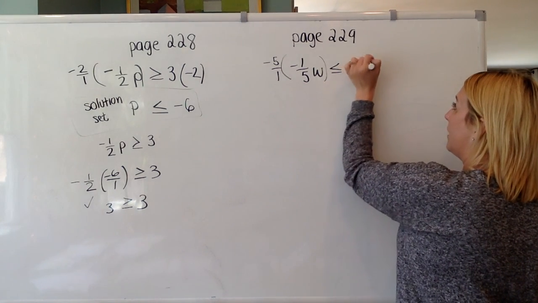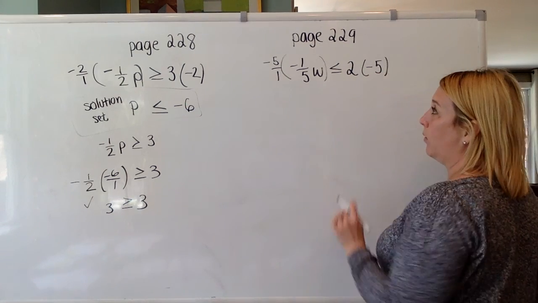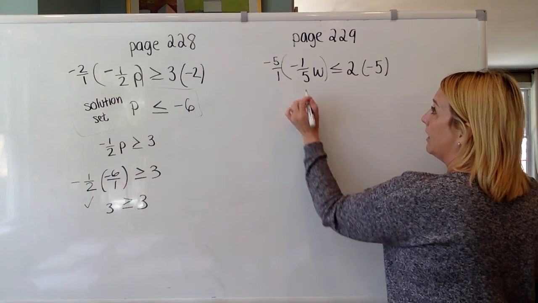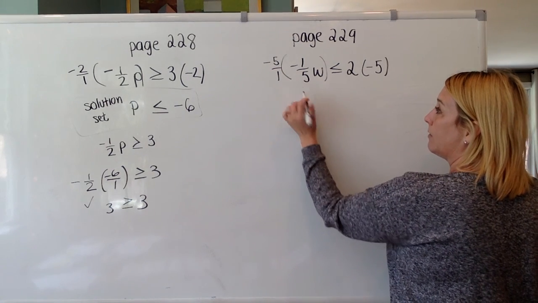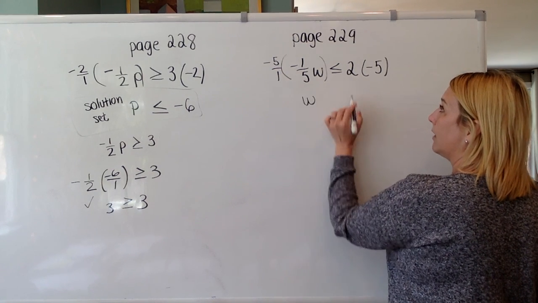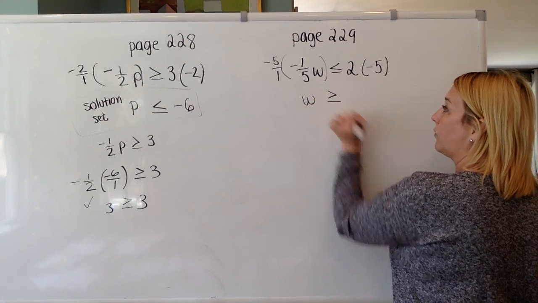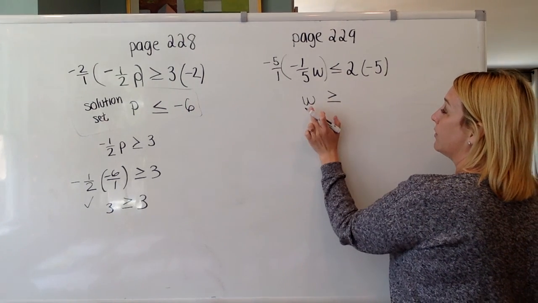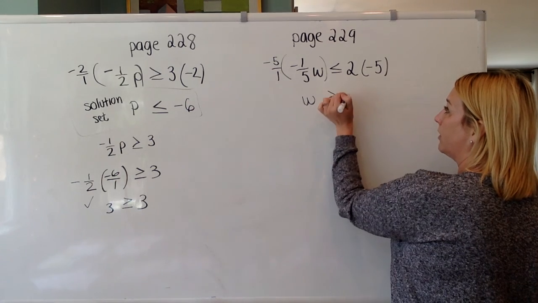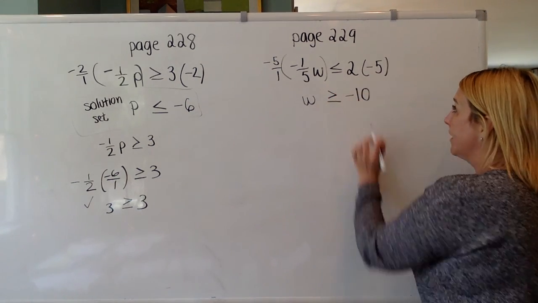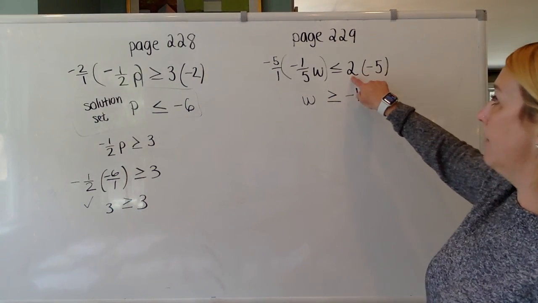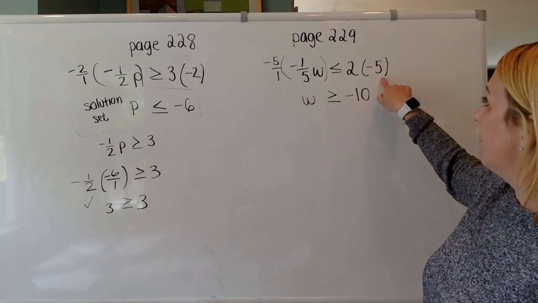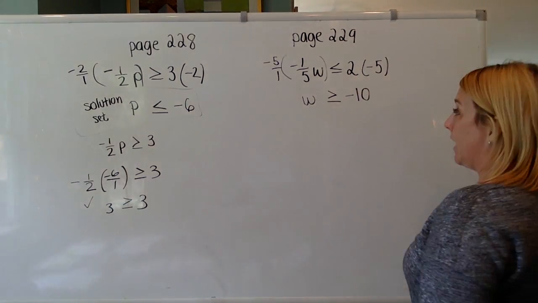So if I multiply by negative 5 on the left of the inequality, I need to multiply by negative 5 on the right. So now a negative times a negative is a positive, so I have positive W. I need to flip my inequality for my solution set because I've multiplied by a negative. So W is greater than or equal to negative 10, right? Because negative 5 times positive 2. So negative times a positive is a negative. 5 times 2 is 10, so negative 10.